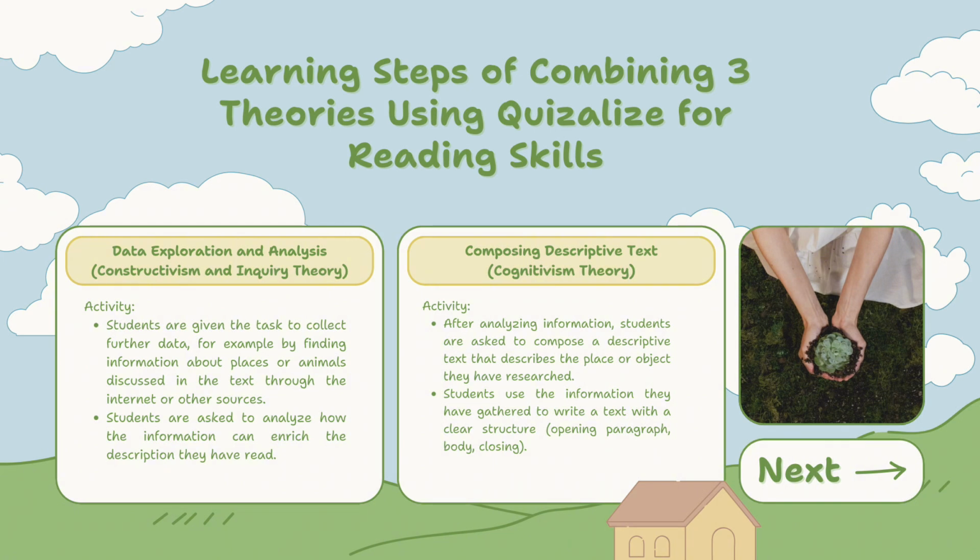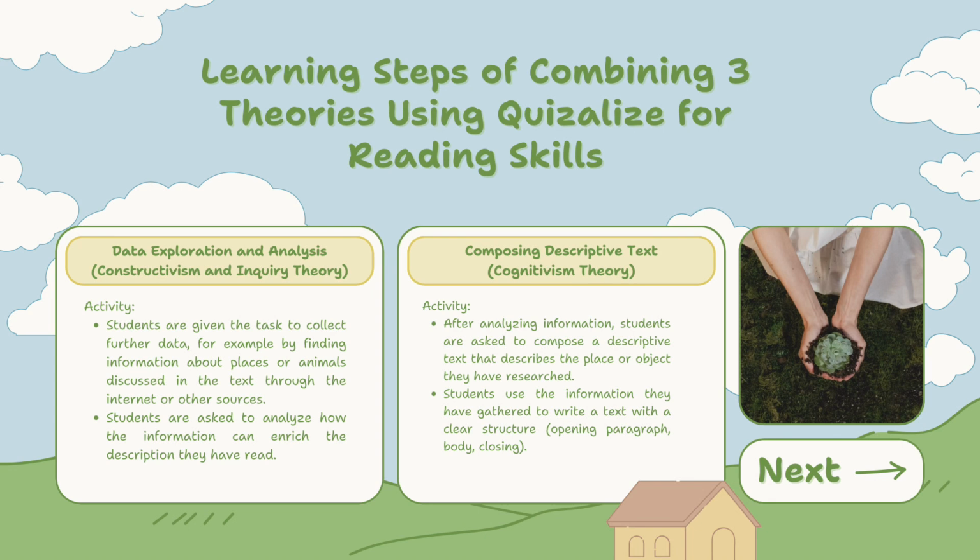The next is data exploration and analysis, adopted from constructivism and inquiry theory. The first activity is students are given the task to collect further data, for example, by finding information about the place or animals discussed in the text through the internet or other sources. The second activity is students are asked to analyze how the information can enrich the description they have read.